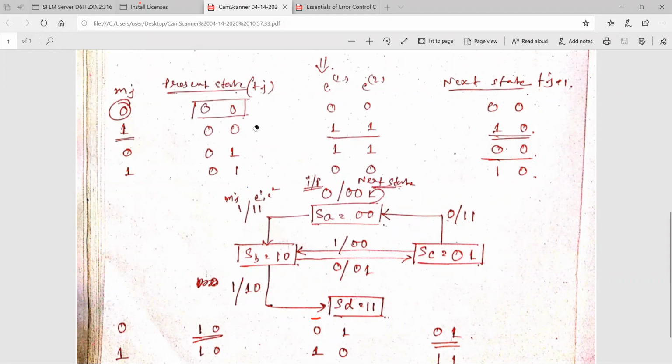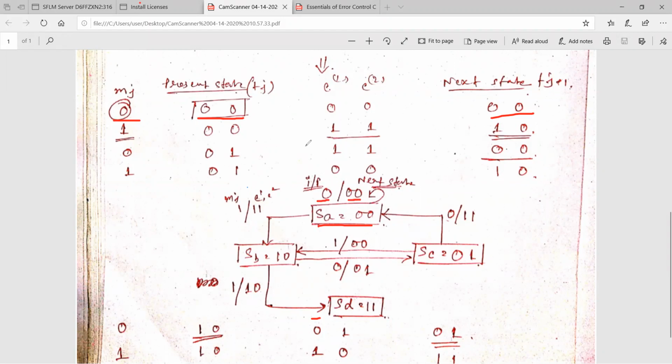This SA equals to 0 0 basically represents the present state. Okay. So what is the condition that the next state will be 0 0? The condition is basically that the message should be 0, and C1 and C2 will be 0 0. So this is basically the message equals to 0 and C1 C2 equals to 0 0.